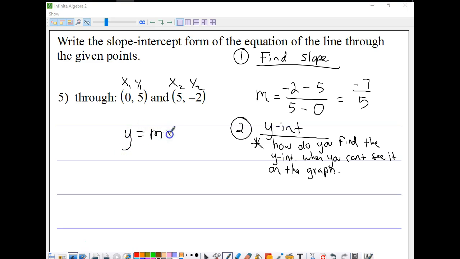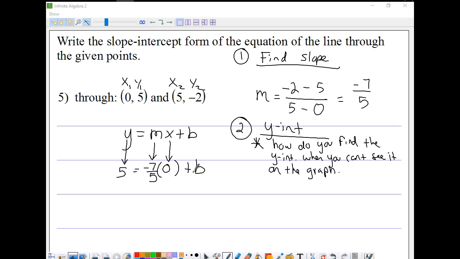We have y equals mx plus b, right? Now, we have our slope already. What's my slope? So I'm going to replace this m with -7/5. Now, don't we also have an x up there somewhere? Give me an x that we have up there. Okay, so let's go with the 0. And what's the y value that goes with that 0? 5.